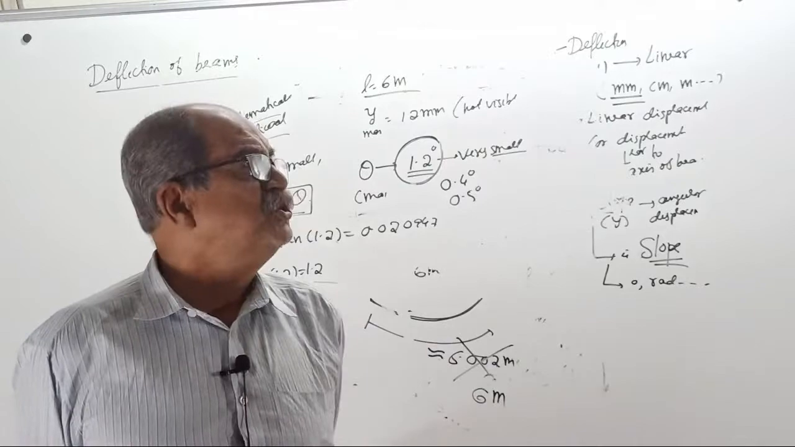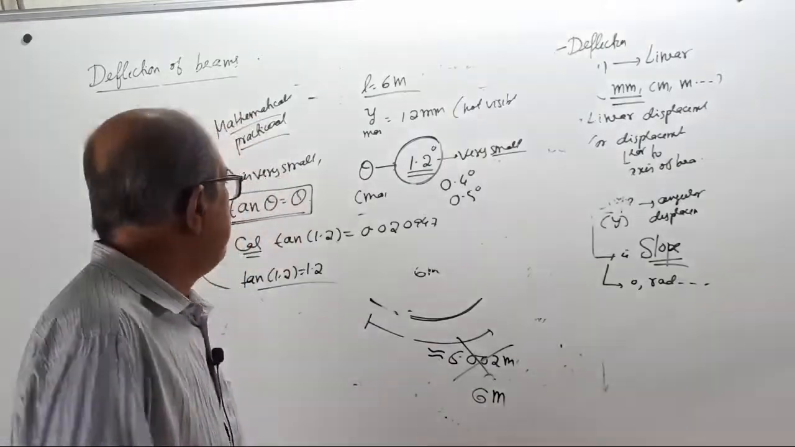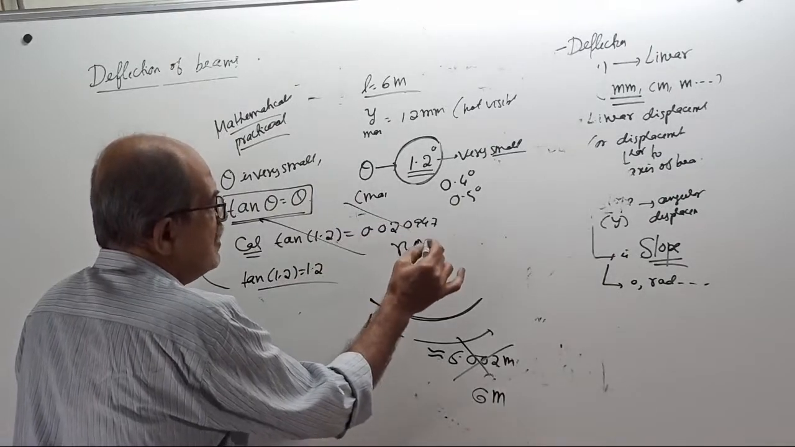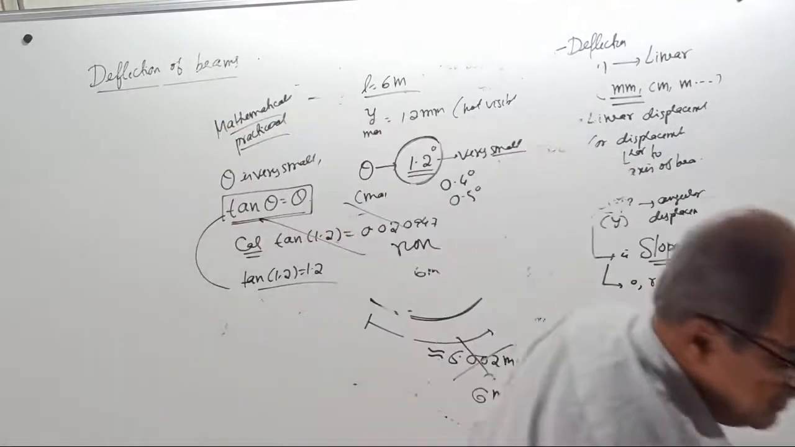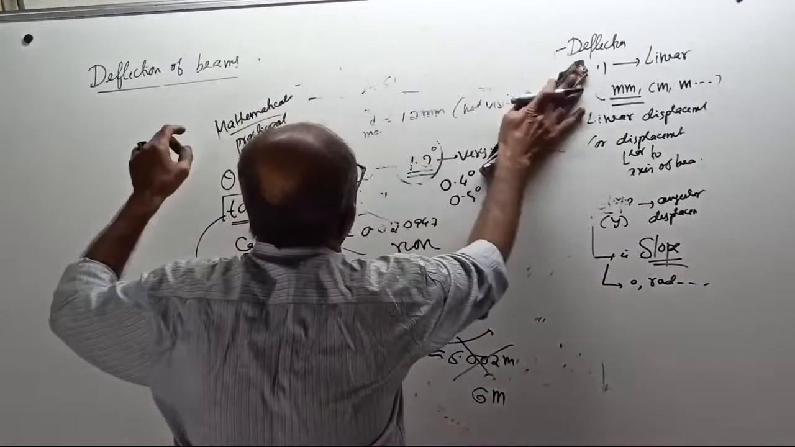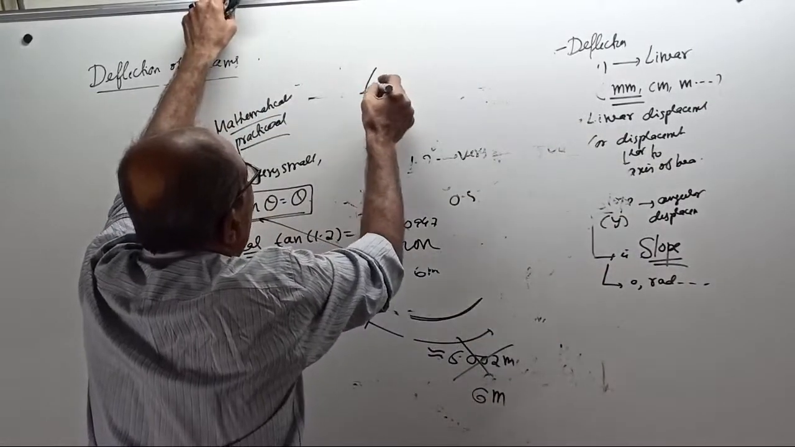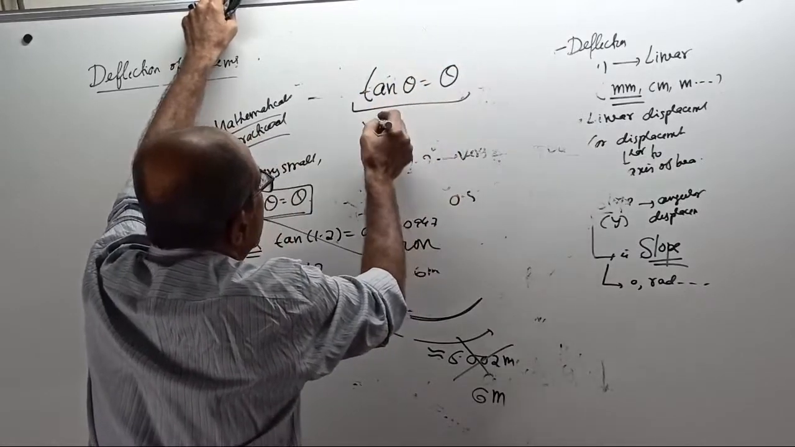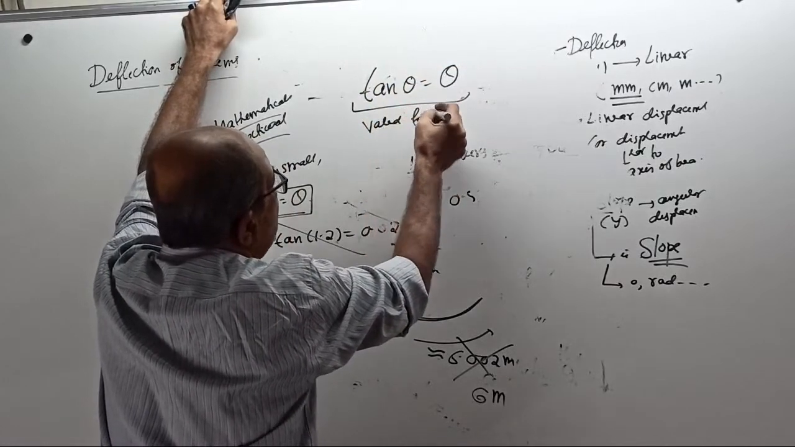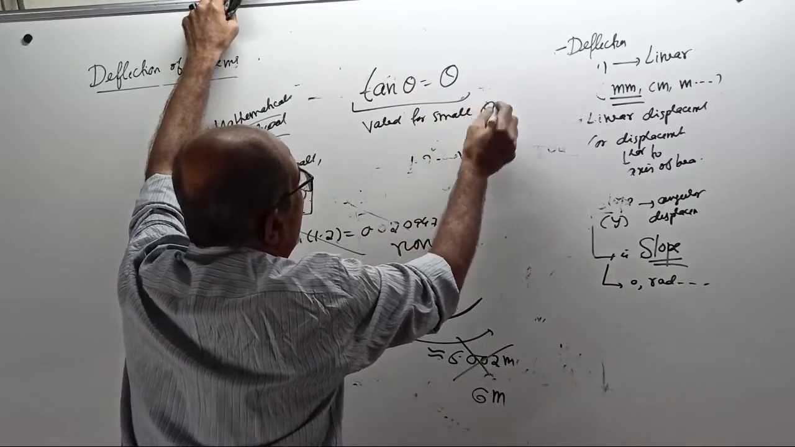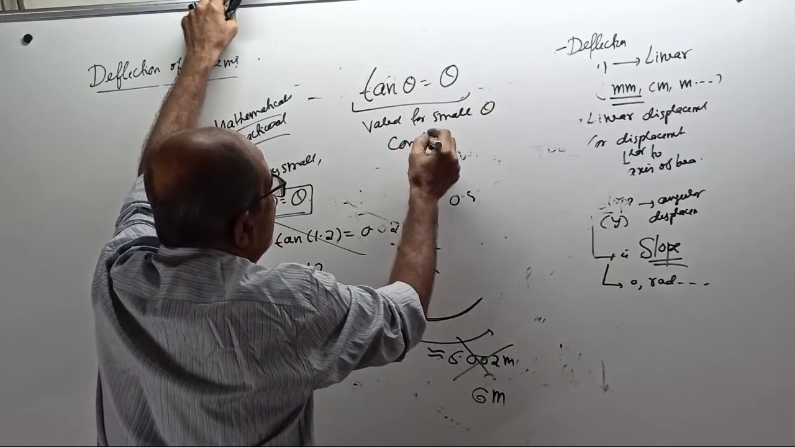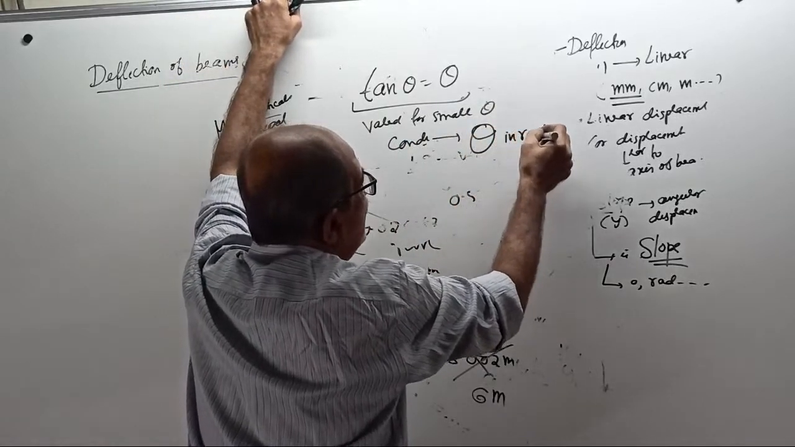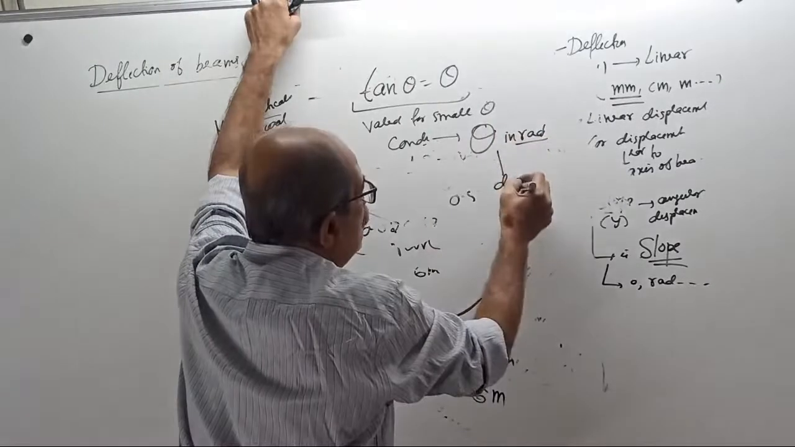No, see, usually people answer. First of all, this statement is nonsense. Remember, so make a note. Tan theta equal to theta is valid for small theta, but the condition is there. The condition: theta should be in radian. Degree not allowed.